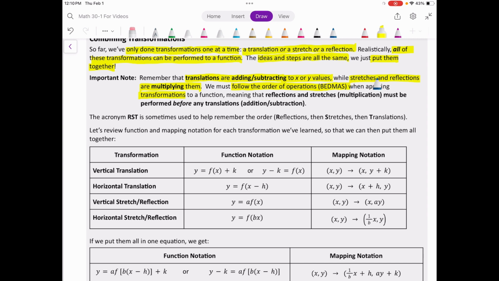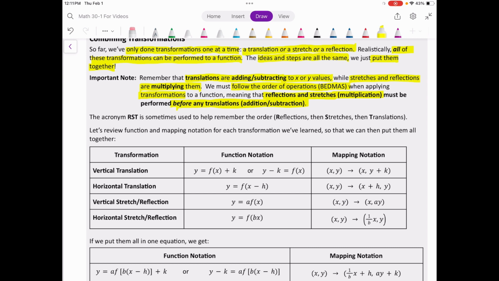If these are multiplication, well, BEDMAS, right? Multiplication comes before additions and subtractions. So we need to do reflections and stretches, those are multiplications, before we do any translations. Those are additions and subtractions, okay? We will actually get the wrong graph from what we were trying to get. We won't actually be doing the transformation that was described to us if we first translate and then stretch or reflect, okay?